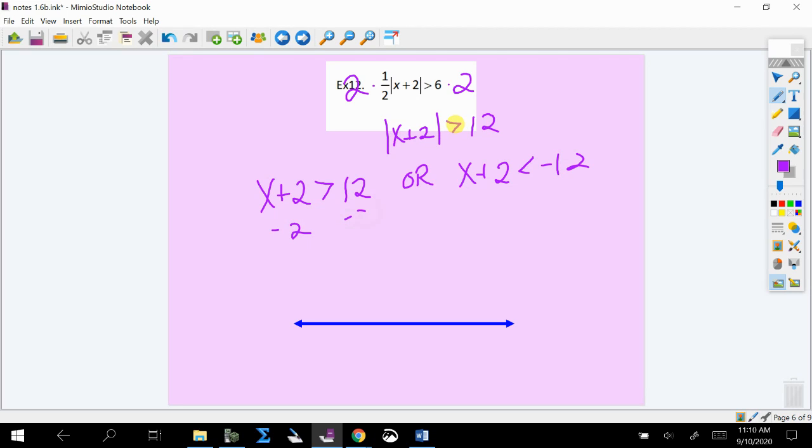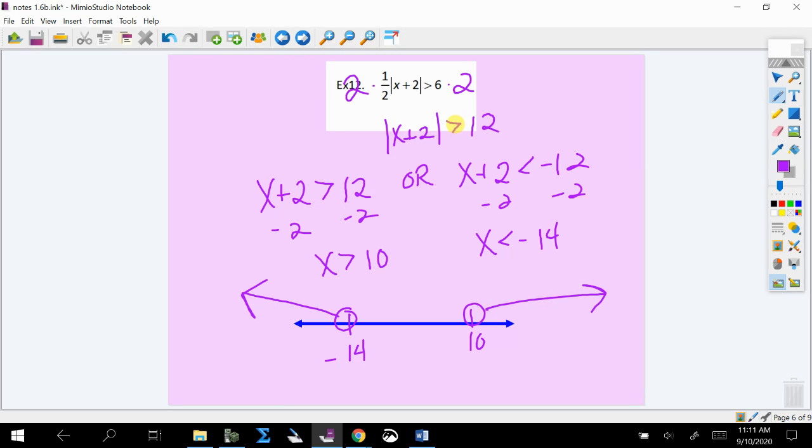So I'm going to subtract 2. So I have x is greater than 10, or x is less than negative 14. On my number line, always put the smaller number first. I don't care how much space you put between. These are both open circles. We're less than negative 14. We're greater than 10. So giving you that extreme look, that opposite look.